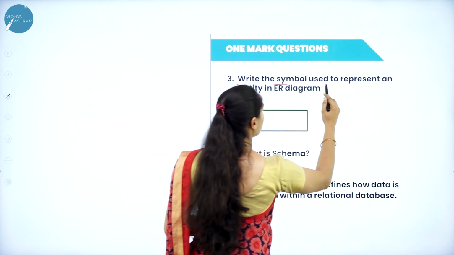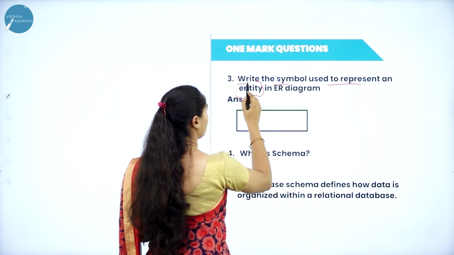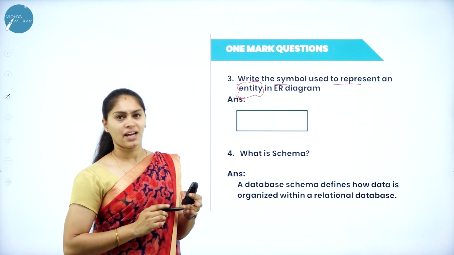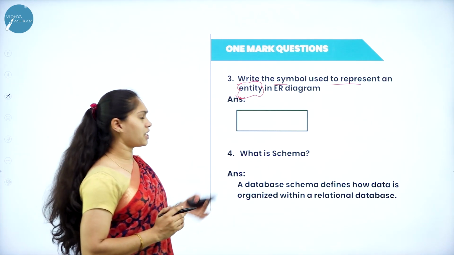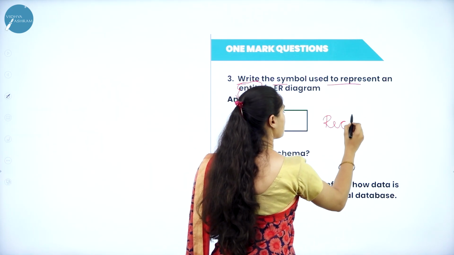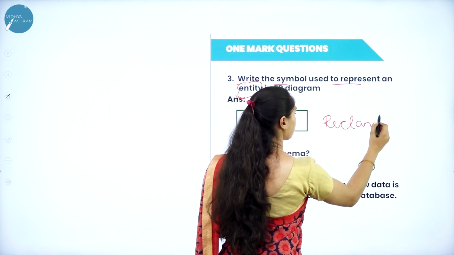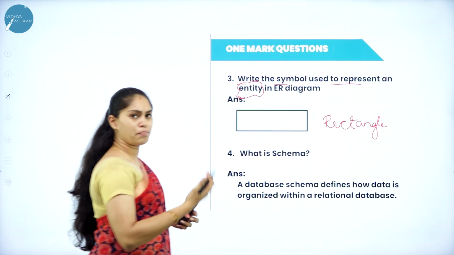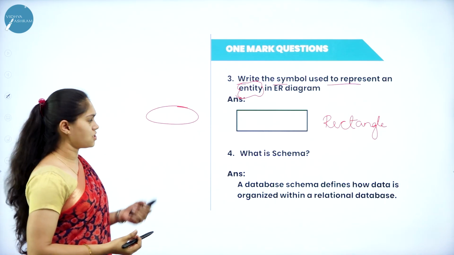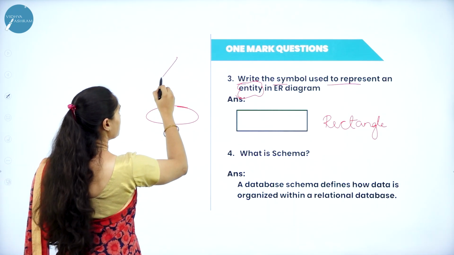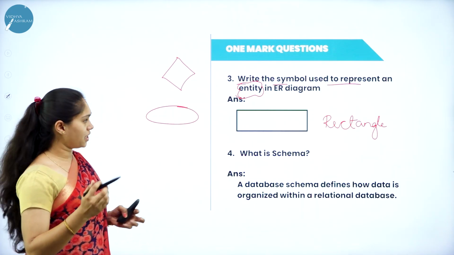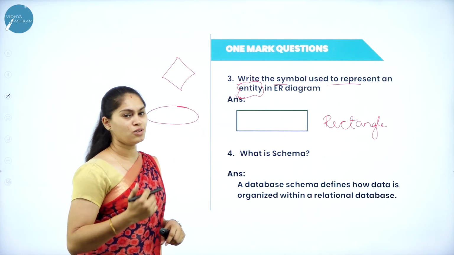Write the symbol used to represent an entity in an ER diagram. We have entity, we have attributes and we have relationships. When it comes to the entity, we use a rectangle box to represent the entity. Then how to represent an attribute? That is with the symbol of an ellipse. And also we have relationship. For that we use a diamond or rhombus. These kinds of questions can be asked for 1 mark.